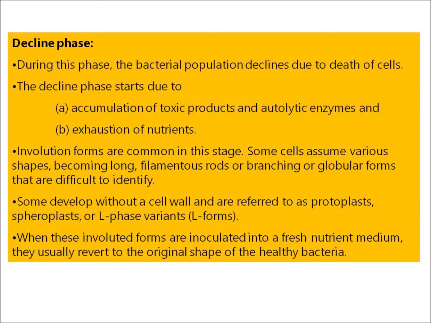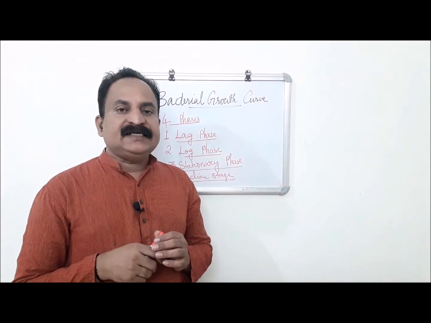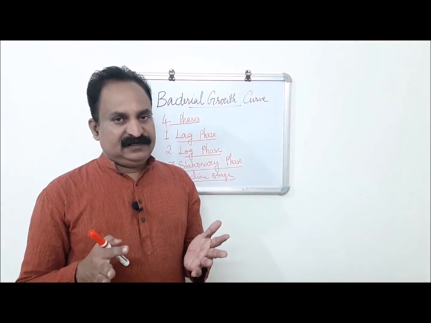Involution forms are common in this stage. Some cells assume various shapes, becoming long, filamentous rods or branching or globular forms that are difficult to identify. Some develop without a cell wall and are referred to as protoplast, spheroplast or L-phase variants or L forms. When these involuted forms are inoculated into a fresh nutrient medium, they usually revert to the original shape of the healthy bacteria.